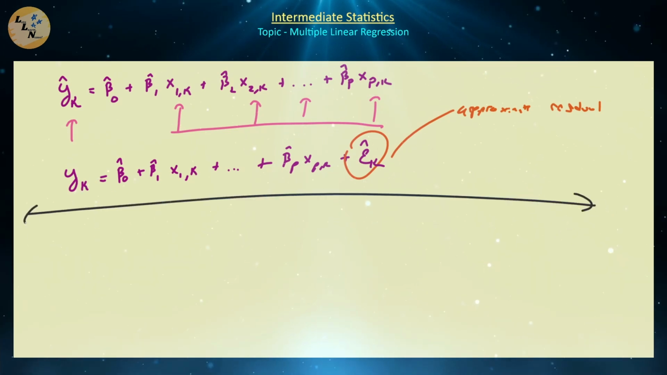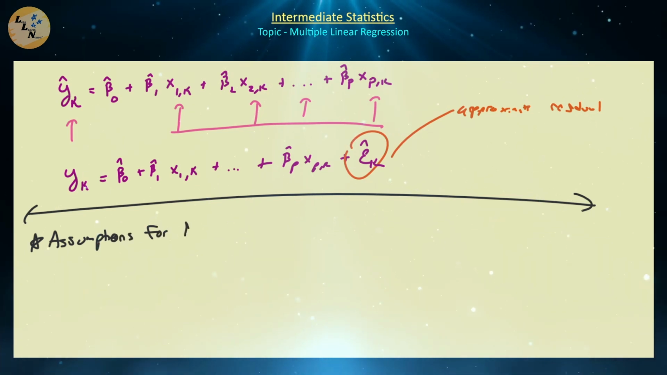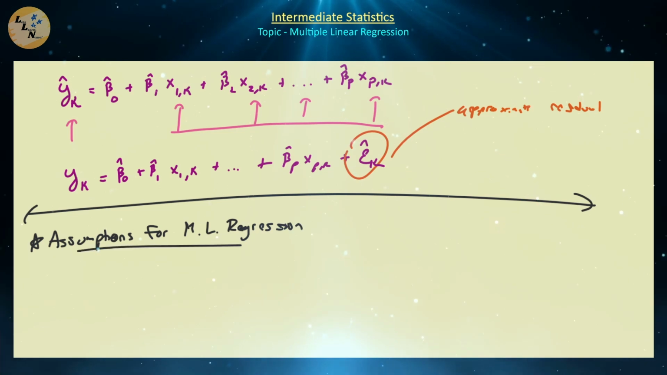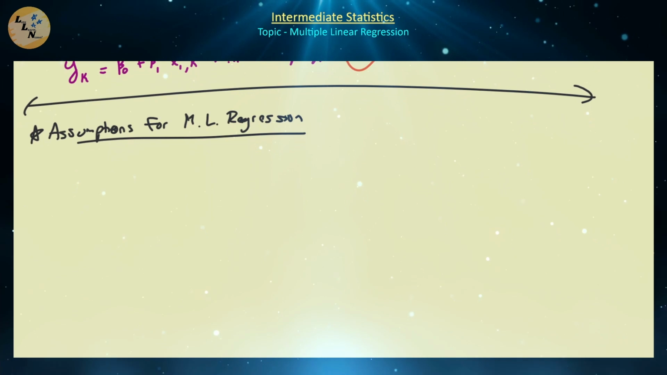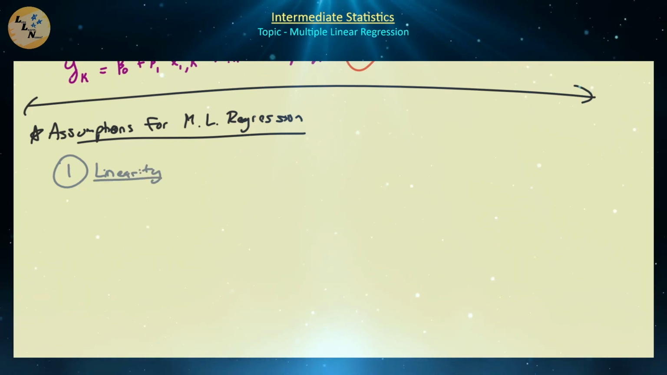So there are some assumptions for multiple linear regression that must be met. If these assumptions are not met, then we say that the multiple linear regression model is not appropriate. The first assumption that must be met is the linearity assumption, and these assumptions are actually quite parallel to the simple linear regression assumptions.